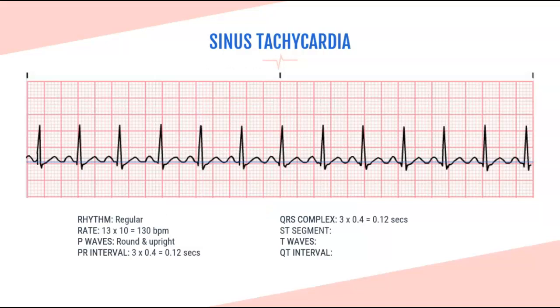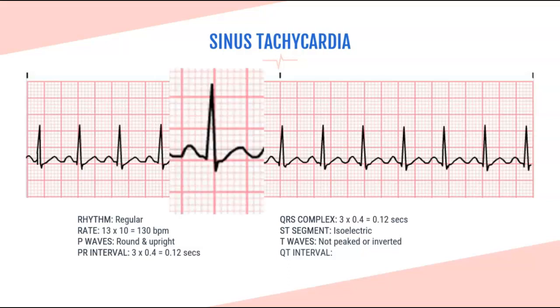Our ST segment is on the isoelectric line. Our T waves are not peaked or inverted, they are round and upright throughout the entire strip. And our QT interval is around 8 small squares. If we multiply that by 0.04, it gives us 0.32 seconds, which is within normal range for our QT interval.